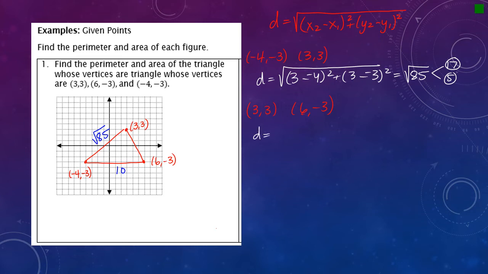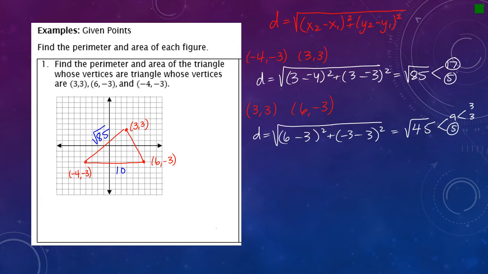For the second one here, I would have 6 minus 3 and negative 3 minus 3. And when you put that into your calculator, you're going to get the square root of 45. If I break down 45, it's 9 times 5. And then 9 is 3 times 3. So this one I do have a pair of 3's. That means my final answer would be 3 square root 5.